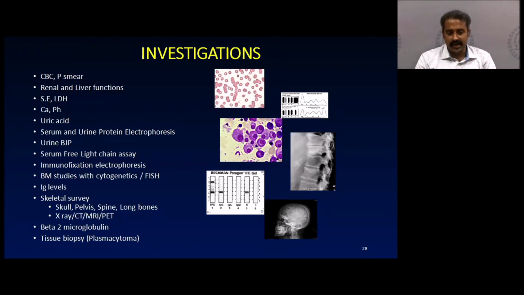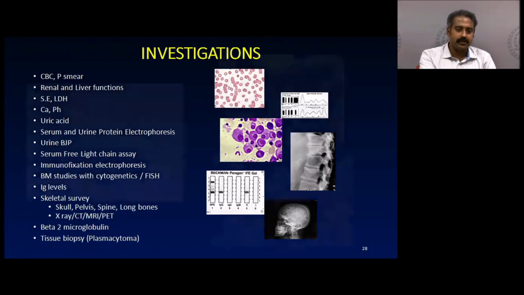Immunoglobulin levels have to be done. Skeletal survey can range from X-rays to CT to MRI to PET-CT. If an X-ray is done, make sure that the minimum panel includes X-ray of the skull, pelvis, spine, and long bones. Beta-2 microglobulin has a prognostic role, and then a tissue biopsy has to be taken if you find any plasmacytomas apart from the involvement of bone marrow.